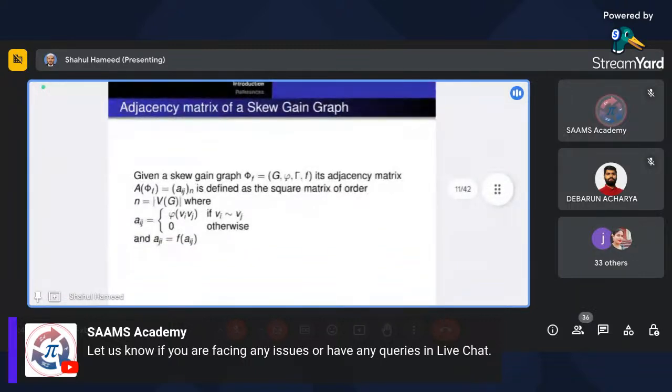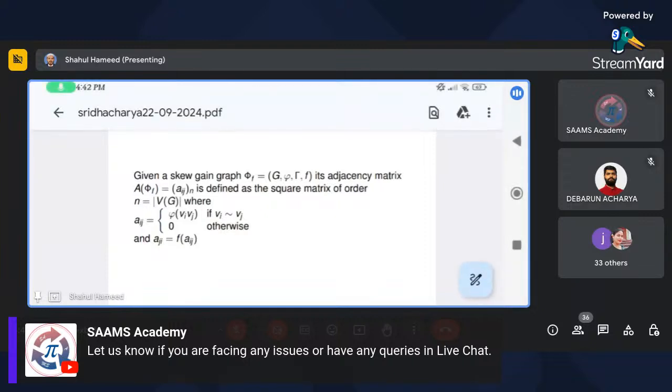Okay, as usual, this is how the adjacency matrix of a skew gain graph will be defined. If we have n vertices, and you are given a skew gain graph, then you can have an n by n matrix A, where the ijth element will be phi of ViVj if Vi is adjacent to Vj. Of course, the orientations must be taken.